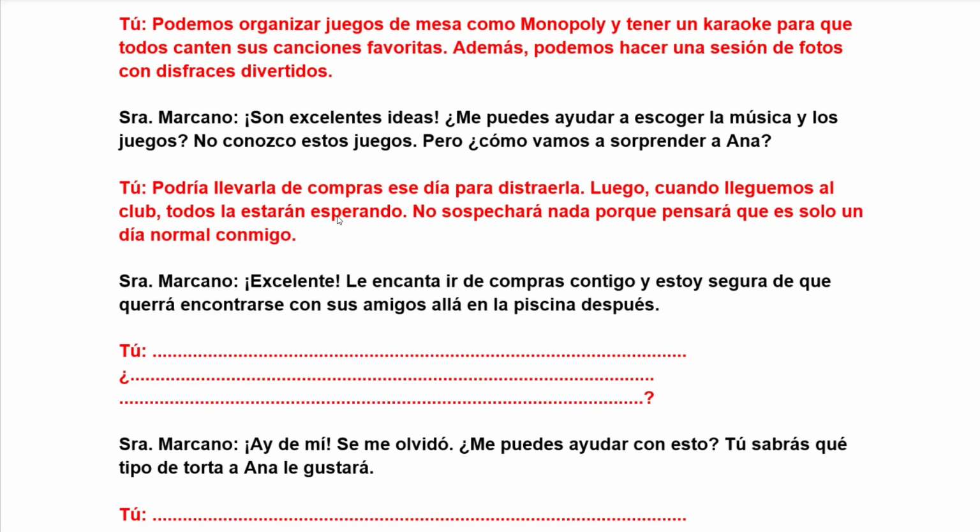Okay, so it's sufficient. Okay, and it fits perfectly within the context of the conversation. Okay, so this is the next part we have to give a response to. As you know, read above, read below, right? As you know, she says here, great. She loves to go shopping with you, and I'm sure she will want to meet up with her friends there at the pool afterwards. Okay. Then here we have to give our response.